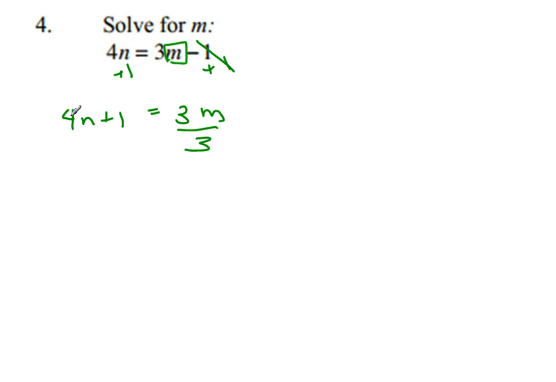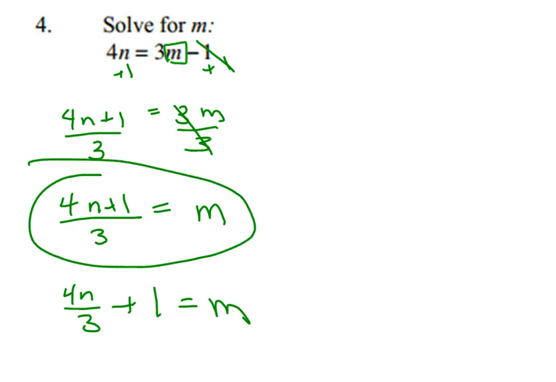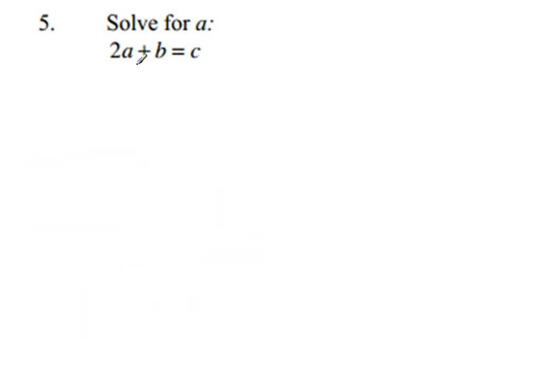Now 3 does not go into 4 or 1, so in this case, I don't mind if you just do that. You can just leave one big fraction. But if you prefer to write it separately, that's fine also. Either one of these two answers is fine. Number 5, solve for a. Let's get rid of the b.